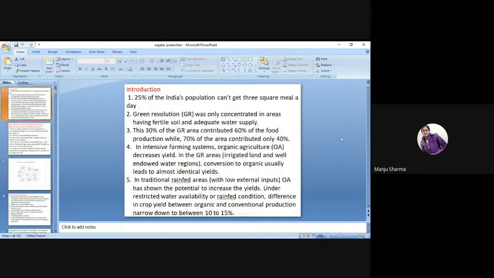So basically, 25% of India's population does not get three square meals per day. The green revolution was only concentrated in areas having fertile soil and adequate water supply. So this 30% of the area contributed 60% of the food production, while 70% of the area contributed only 40%.